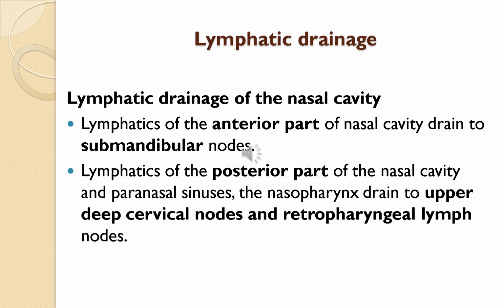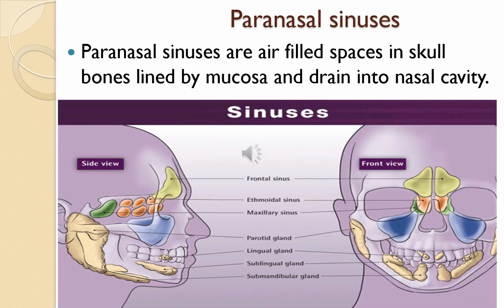Regarding the lymph drainage, the anterior part of the nasal cavity is drained through the submandibular lymph node, whereas the posterior part of the nasal cavity is drained through the upper deep cervical lymph node and the retropharyngeal lymph node.